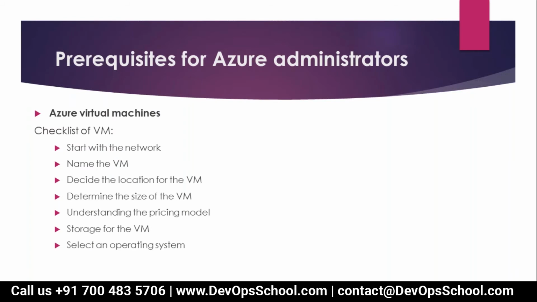Also in Azure virtual machines, there is a checklist of virtual machine. Like Muhammad was asking how to create the checklist in Excel format, right? Hope you remember. So the first checklist items for a VM: start with the network. Name the VM. Decide the location for the VM. Determine the size of the VM. Understand the pricing model. Storage for the VM. Select an operating system. Today we are going to prepare the checklist of virtual machine first.